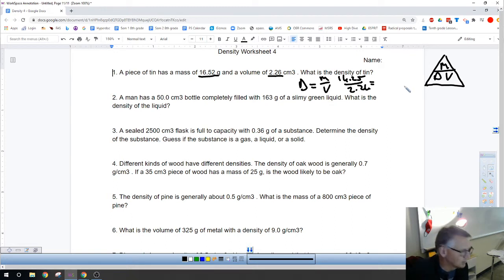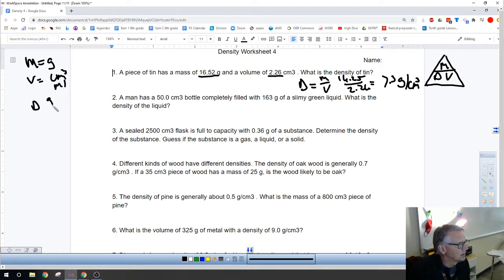When we divide that out, we get 7.3, and our label on that is going to be grams per cubic centimeter. I should probably do labels. Mass is always going to be in grams. Volume is going to be in cubic centimeters or milliliters, and density will be in grams per cubic centimeter or grams per milliliter.